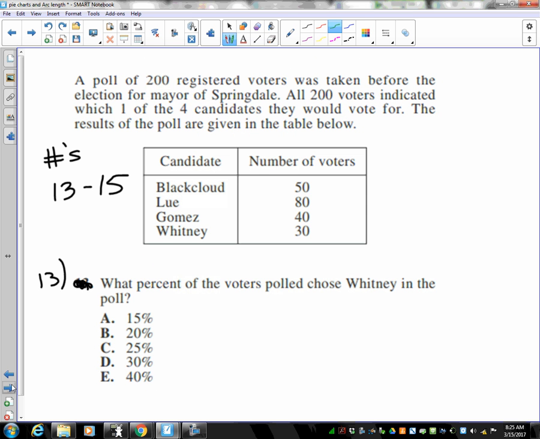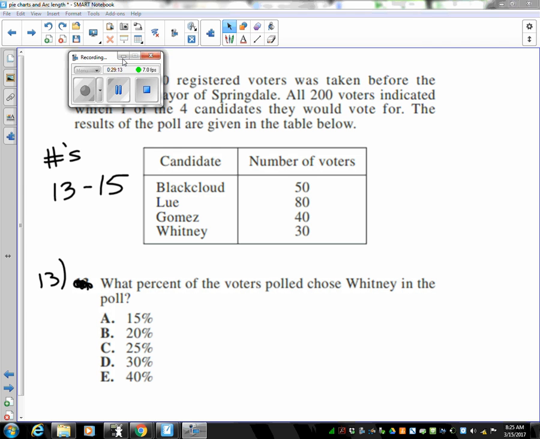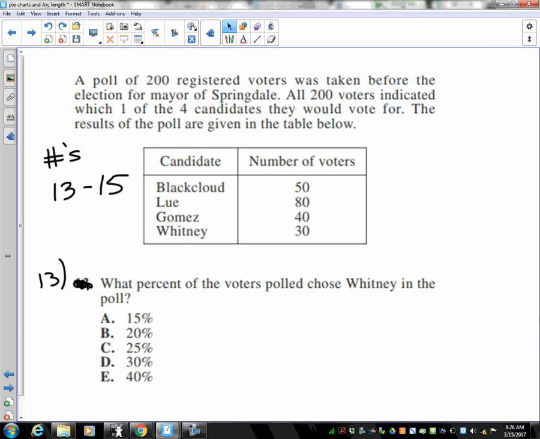Okay, now this one, my chart here refers to numbers 13 through 15. Copy my chart real quick. Okay, so we have a poll of 200 registered voters taken before the election for the mayor of Springdale. All 200 voters indicated which one of the 4 candidates they would like to vote for. The results of the poll are given in the table below.